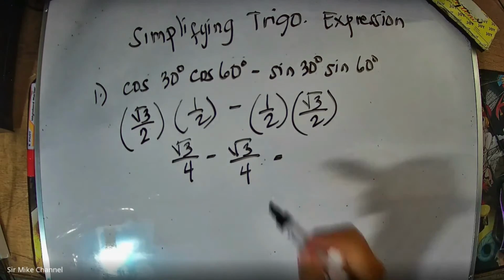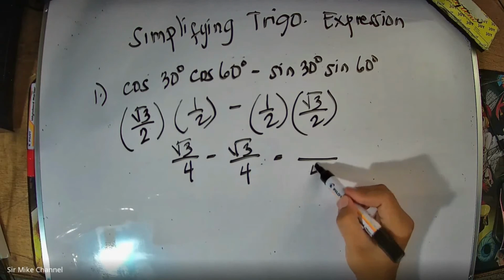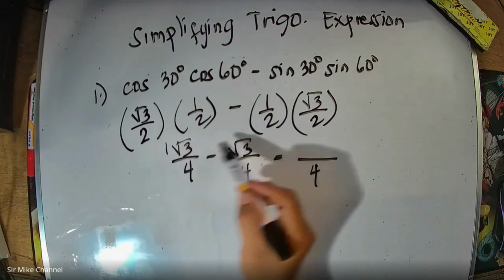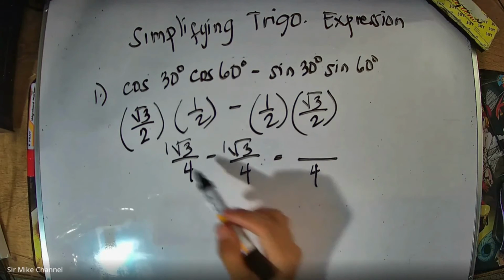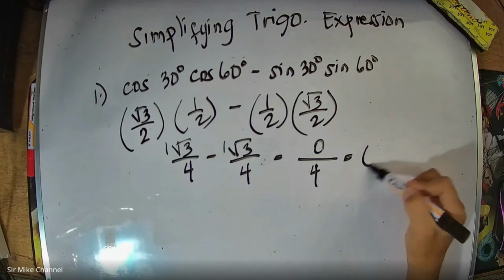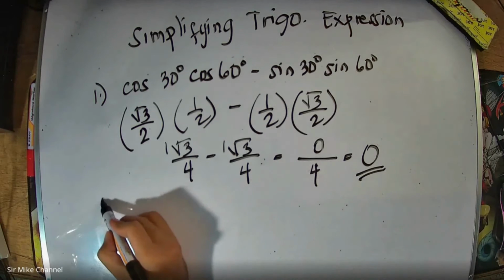Since same sila ng denominator, copy lang natin yan. So, square root of 3 minus square root of 3, syempre magiging 0 na yan. So, ito yung equivalent natin na 0. Okay, example number 2.